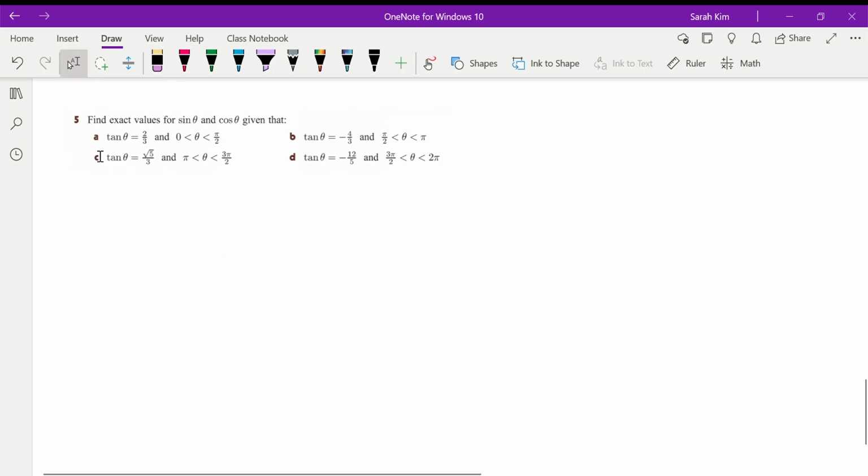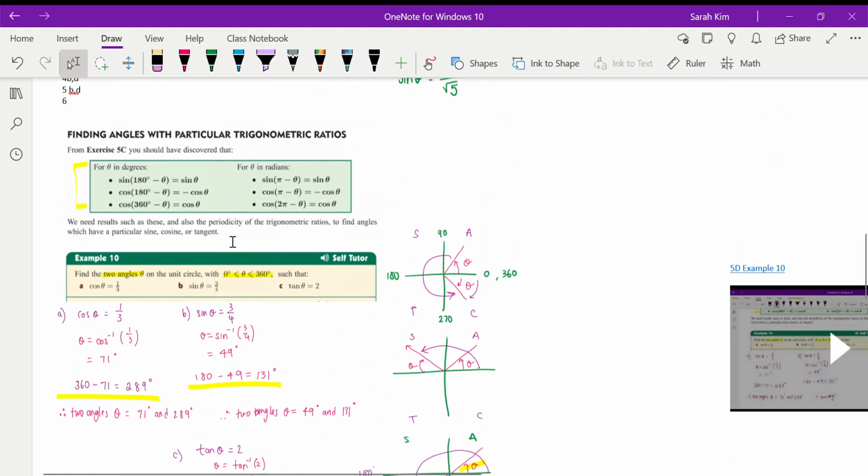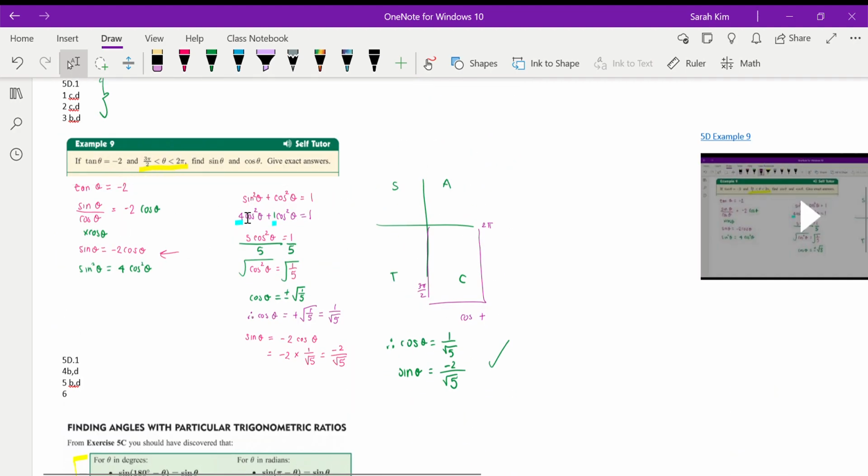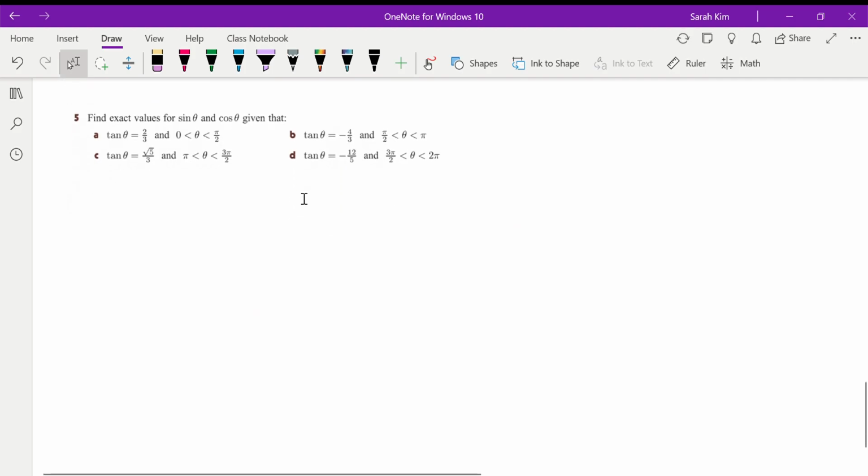So question 5 should really be similar to the example 9 I gave you. You've got a value for tan theta, and then you've got your restriction, and then you just have to find sine and cos theta, and that's really it. So I'll give it a go. Maybe I'll do the easiest example, and hopefully you can figure out the rest, and if not, you can talk to me in class. Alright, so 5a, my tan theta equals 2 over 3.